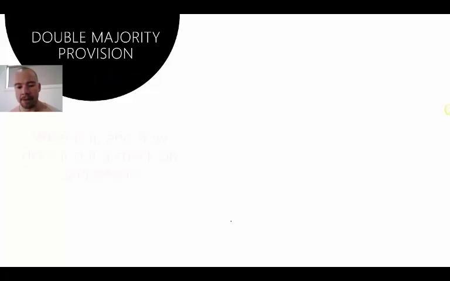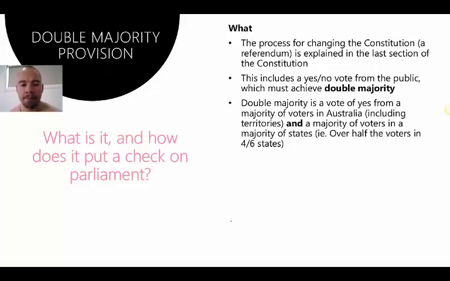Finally, double majority. Double majority provision is part of the referendum process. So if we wanted to actually change the Constitution, to remove any of these restrictions, for example, the process for that is included in Section 128 of the Constitution. And part of the process includes a yes-no vote from the public. Okay? So everyone in Australia who's an eligible voter votes either yes or no on the change.